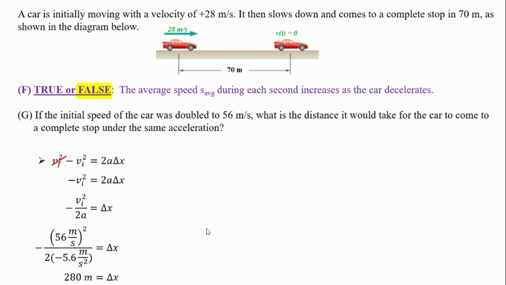Okay, sometimes kids have a misconception. If you double the speed, it takes twice the distance. That's a no-no. Doubling the speed does not double the distance. It quadruples it. And why is that? Because VI is being squared.